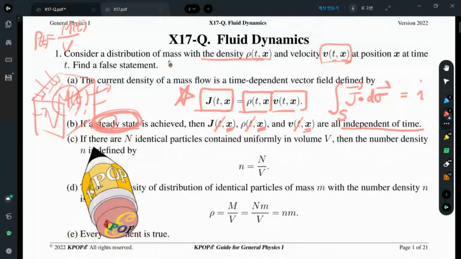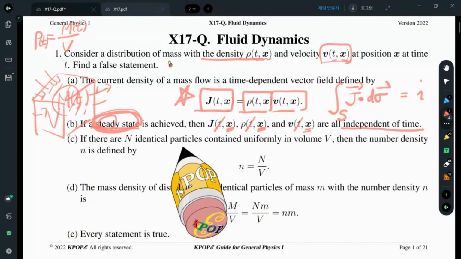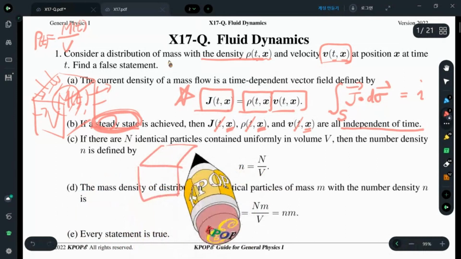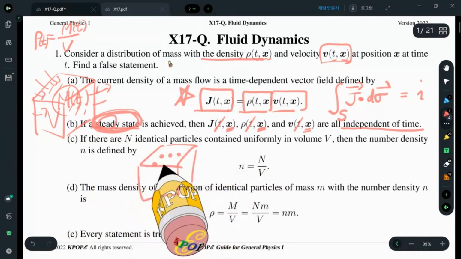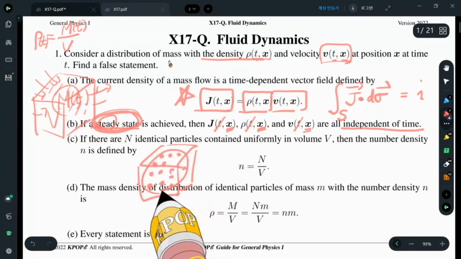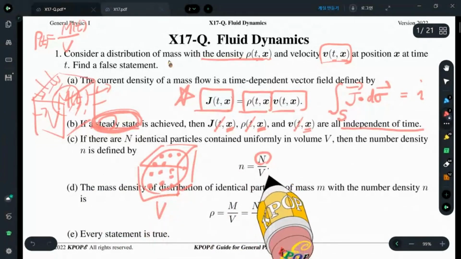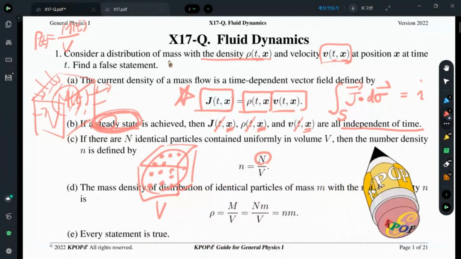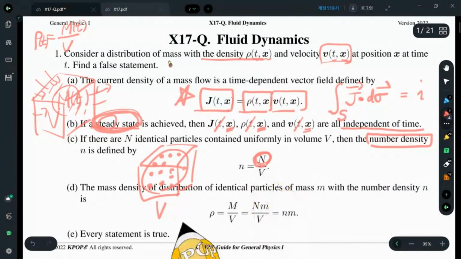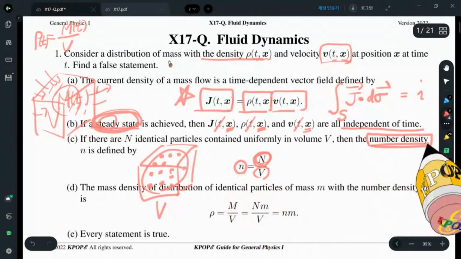Next, if there are n identical particles, such as molecules, contained uniformly in a volume V. There is a volume V, and the total number of particles, capital N, divided by the volume is called the number density. The total number of particles contained in a volume is defined with the number density.